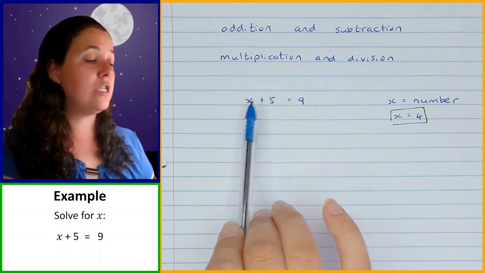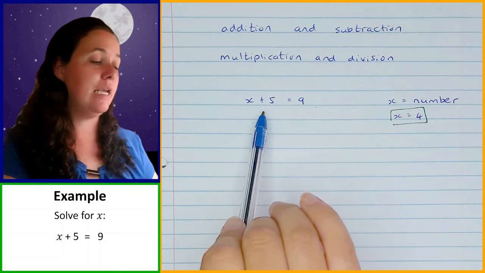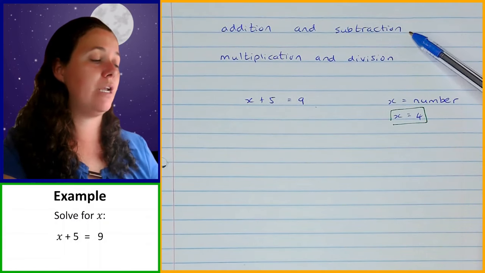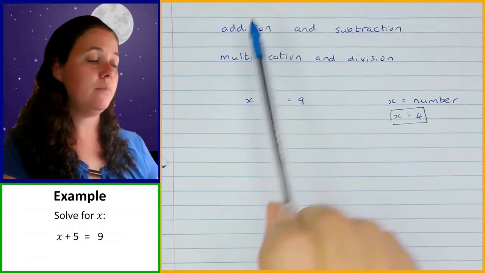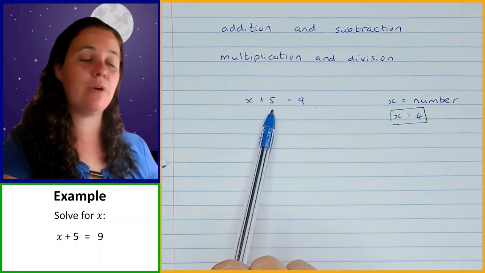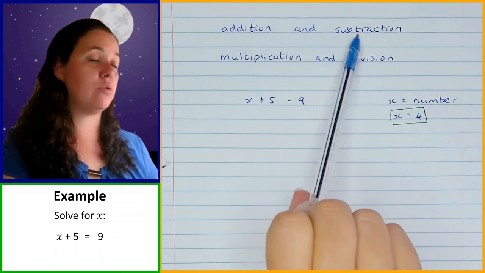But what I do need to do is get rid of anything that is not an x term, anything that is a constant. So I want to get rid of this plus 5, and this is where our inverse operations come in. So I've got plus 5. If I want to get rid of that plus 5, I need to do the inverse of that. If it's addition, I need to do the inverse, which is subtraction.